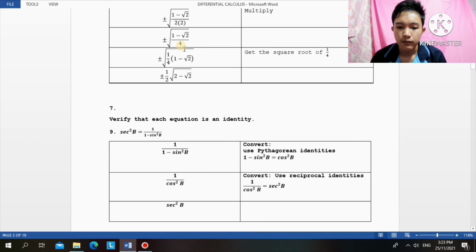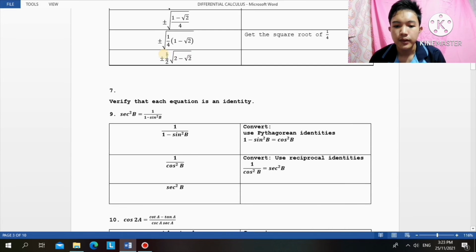Then factor out, or get, the square root of 1/4. The square root of 1/4 is 1/2. So our equation will be plus or minus 1/2 of the square root of 2 minus the square root of 2.